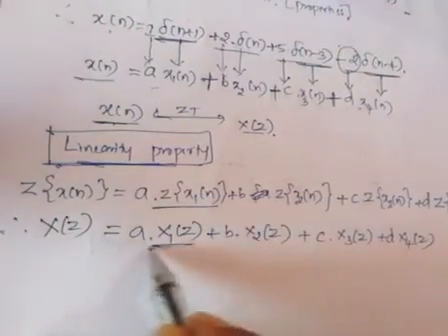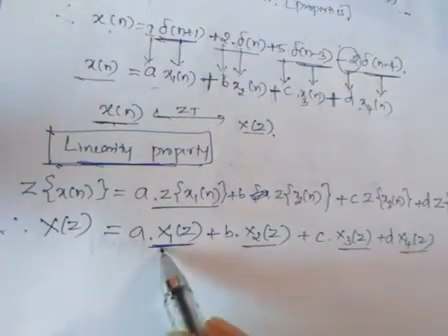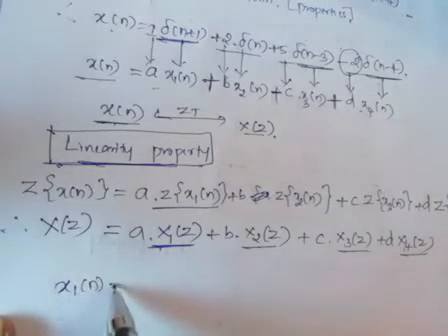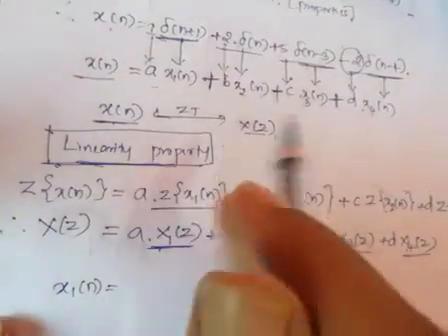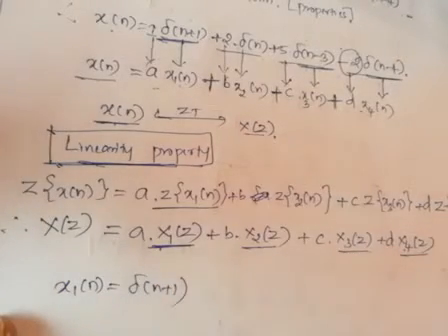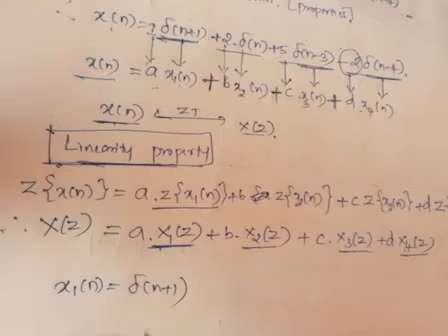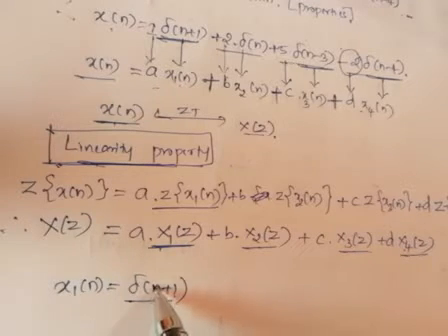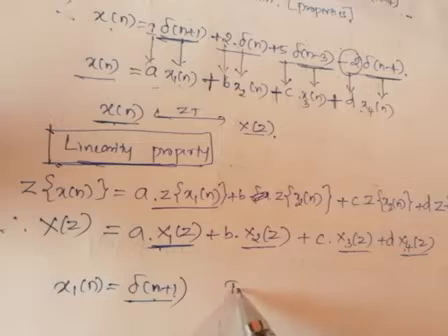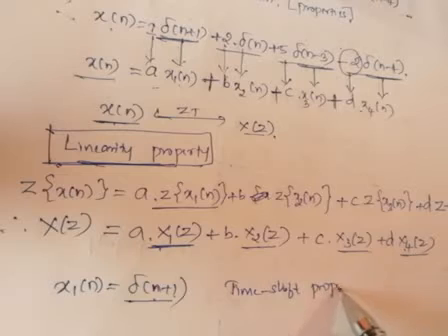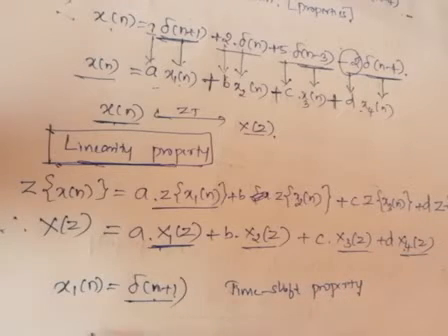Now let us calculate these individual Z transforms: x1 of z, x2 of z, x3 of z, x4 of z. Let us go one by one. x1 of n is delta of n plus 1. Once again, one more property we have to use here. In the last video we discussed that the impulse function delta of n is shifted. That is nothing but the time shift property we have to use.